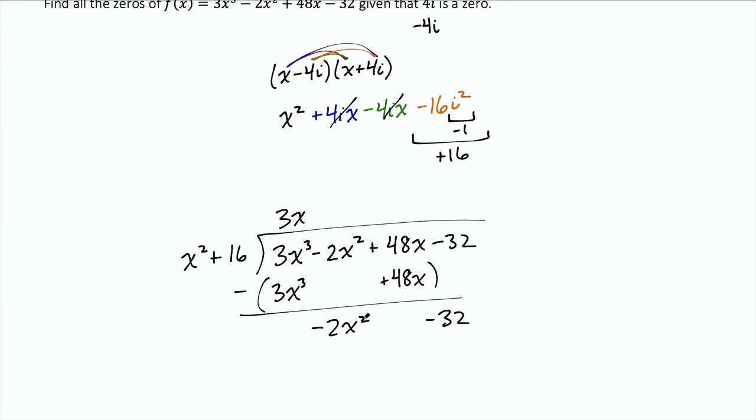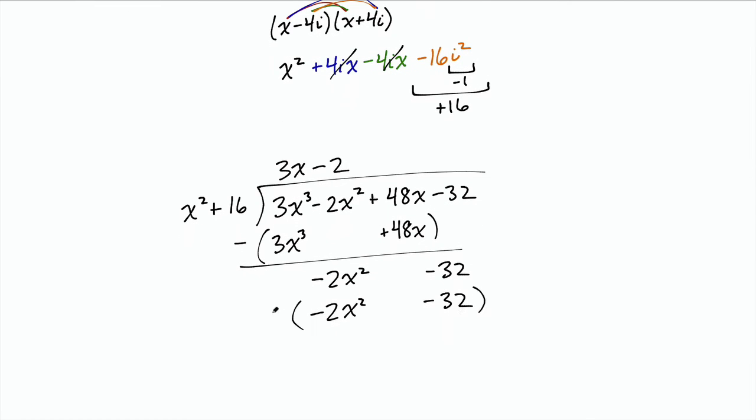And then we take negative 2x squared and divide by x squared, and that gives us negative 2. Negative 2 times x squared is negative 2x squared. Negative 2 times 16 is negative 32. And then we subtract. And that's the exact same, so we get 0, which of course is what we were expecting because we knew that x squared plus 16 was a factor of this polynomial. So our remainder should be 0 when we divide.